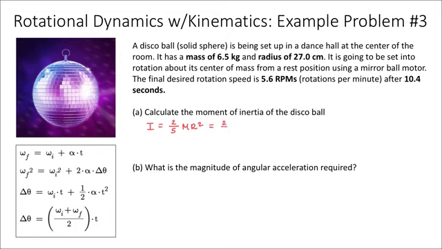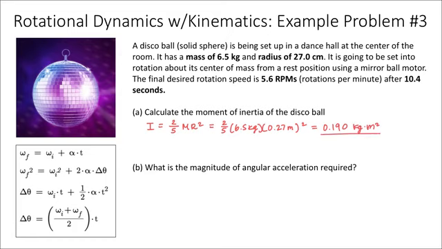That would be equal to 2/5 multiplied by 6.5 kilograms. And then in this case, I'm going to use meters. So 0.27, move that decimal place over 2 to the left, meters squared. That would give me a moment of inertia of 0.190 kilogram times meter squared. All right, so that's it for the moment of inertia.